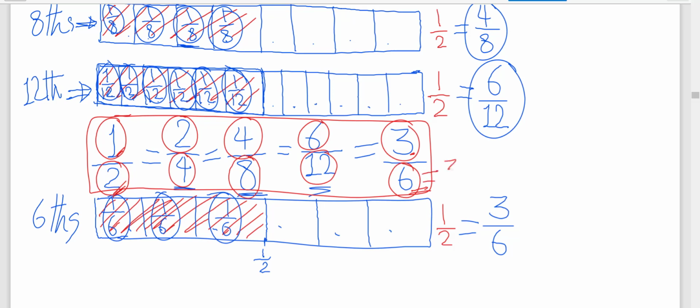6 equals double 3. 12 equals double 6. 8 equals double 4. 4 equals double 2. 2 equals double 1. So, we know that in halves, the numerator is half the denominator, or the denominator is double the numerator.